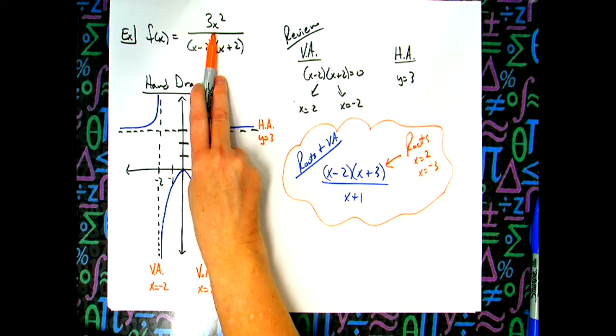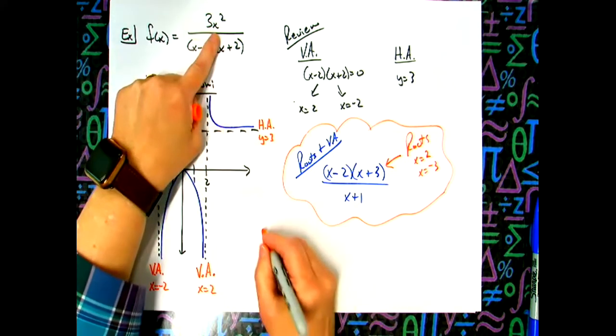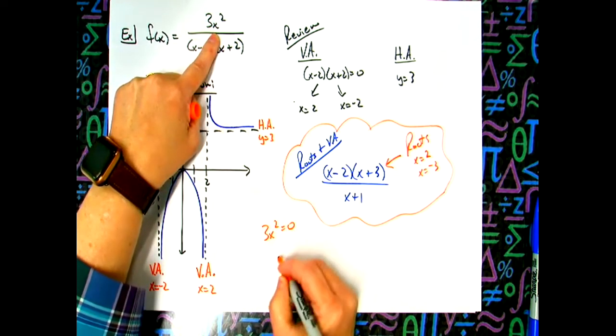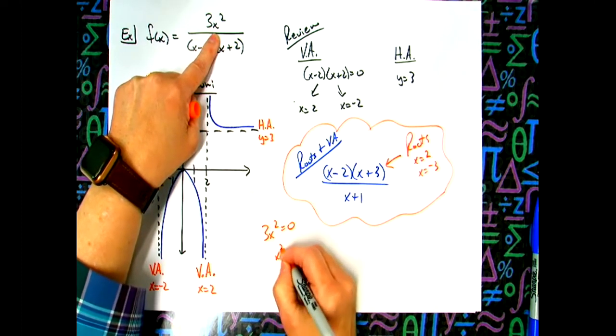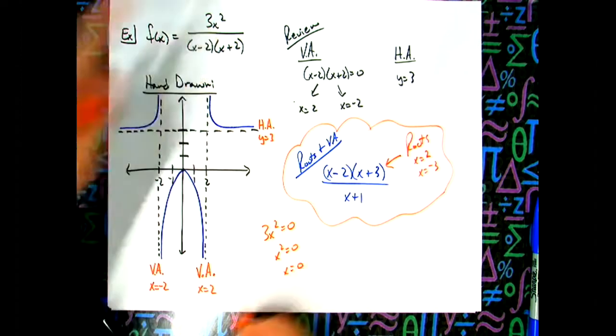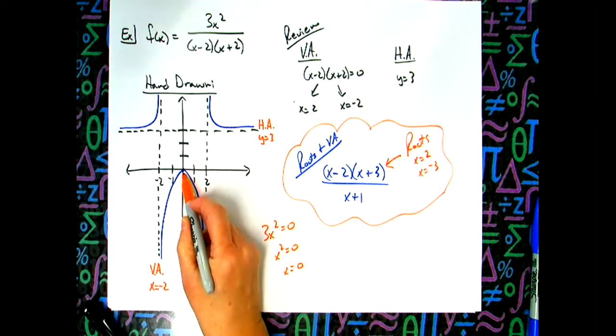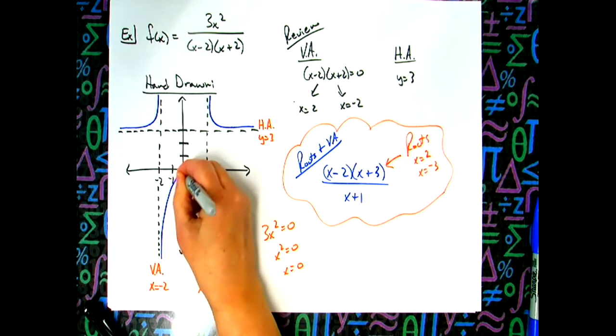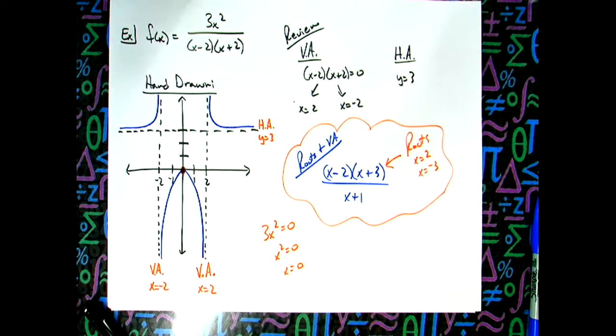It's 0, right? Set that equal to 0. If I set 3x squared equal to 0, solve, divide by 3, take the square root, x equals 0. Did it cross at x equals 0? It did, so there's my root. Okay, so it clearly is there. We will get to the place in a little bit.